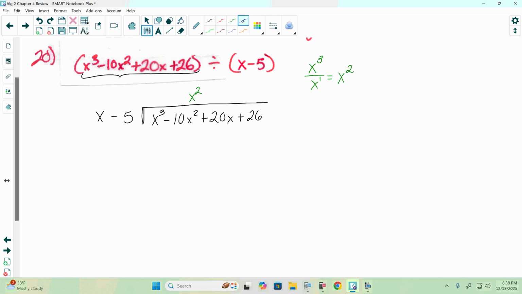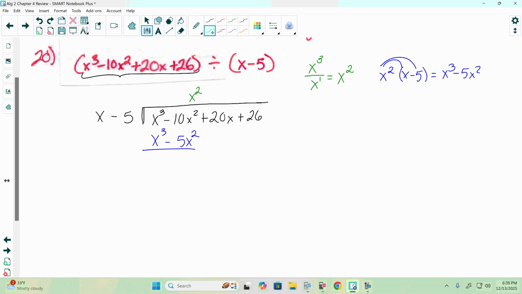At this point, we're going to multiply the x squared by what we're dividing by, x minus 5. Now we have to distribute. X squared times x is x cubed. X squared times negative 5 is negative 5x squared. Once we finish doing that, we put it under their like terms. So x cubed minus 5x squared.